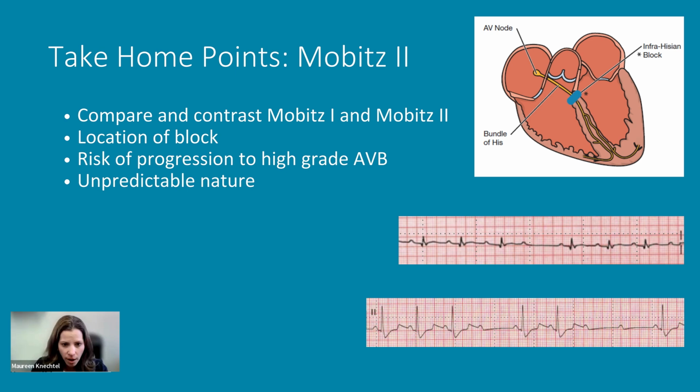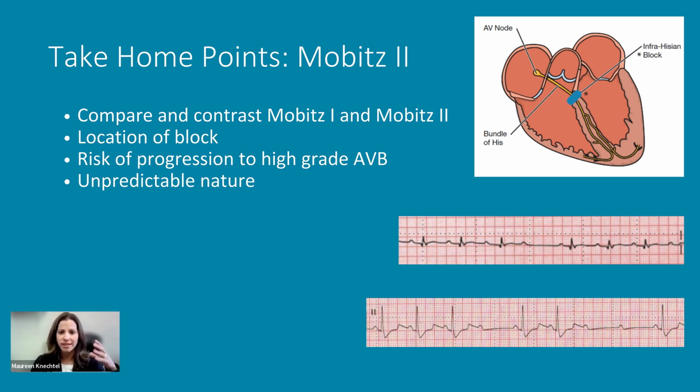So with the Mobitz 1, here's a dropped beat, okay, dropped QRS, and let's look at the PR interval right before and the PR interval right after. And what you'll notice is this one is slightly longer than this one. And you'll see that that PR interval just gradually lengthens, lengthens, lengthens before there's a dropped beat.